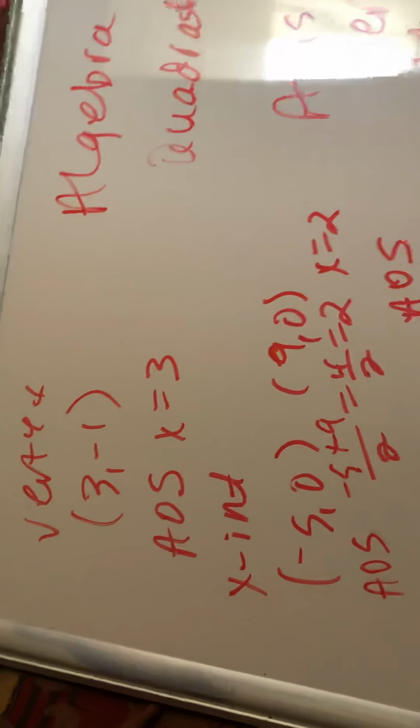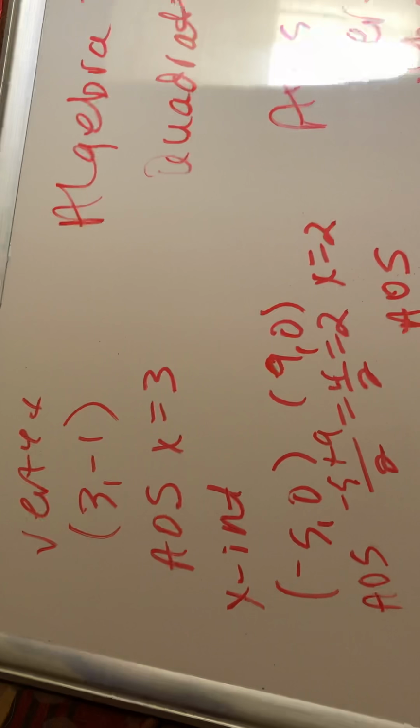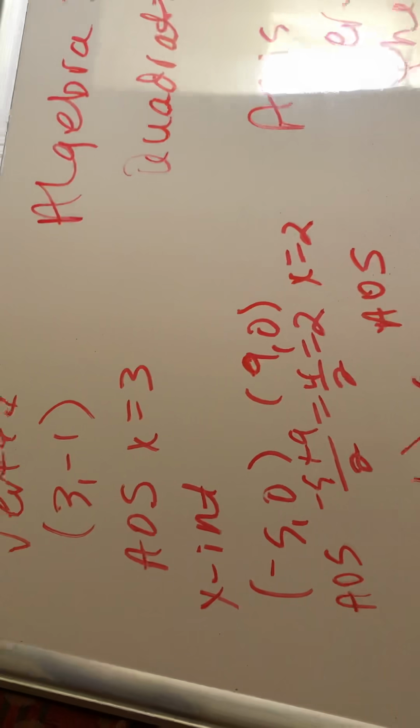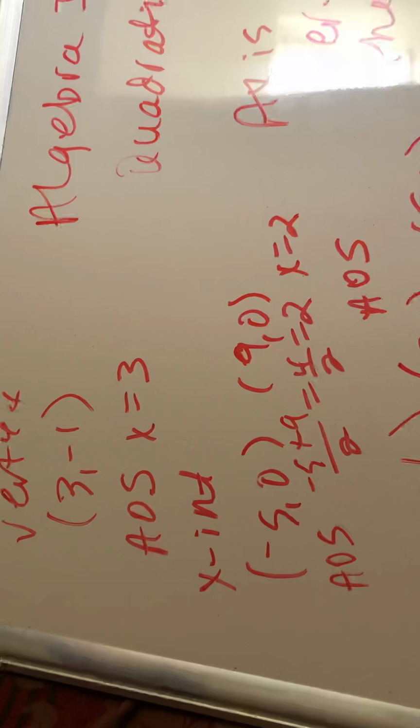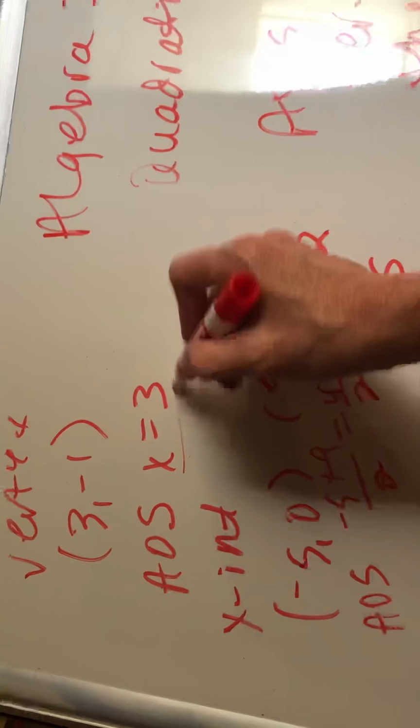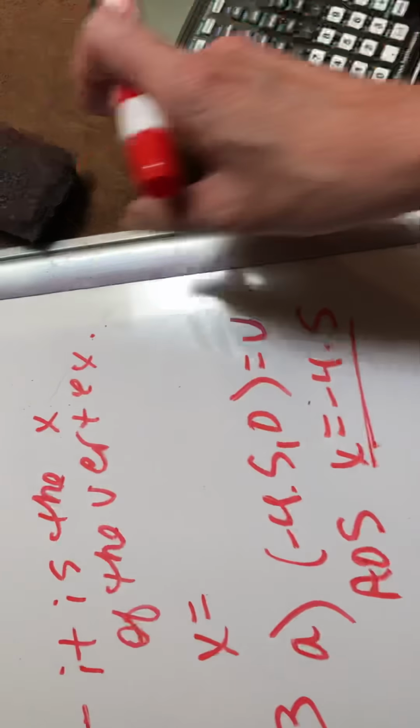Okay, so that's just showing you if you've got your vertex, it's the x coordinate of your vertex. If you've got your x-intercepts, you average them, which is adding them up and dividing by 2 to find your axis of symmetry. Again, x equals 3, x equals 2, x equals 1, x equals -4.5, because it's a vertical line, and you've got to write it as a linear equation, okay?